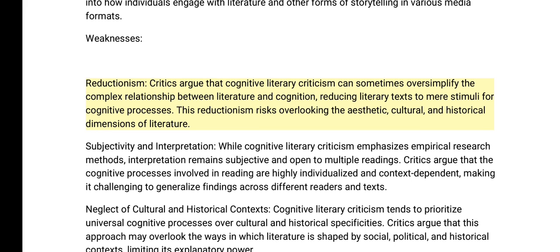Weaknesses. Reductionism. Critics argue that cognitive literary criticism can sometimes oversimplify the complex relationship between literature and cognition, reducing literary texts to mere stimuli for cognitive processes. This reductionism risks overlooking the aesthetic, cultural, and historical dimensions of literature.